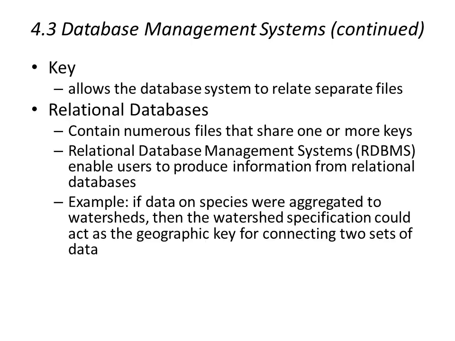This is very important in GIS because you'll see many examples where you use the concept of relational databases in different ways. So an example would be that you may want to use data on species and aggregate it to watersheds. Then the watershed specification could act as the geographic key for connecting two sets of data. Next, we'll get into some of the specifics of how we actually use these keys in relational databases and how they're integrated through merging and joining tables in ArcGIS. That's it for these slides for this set.